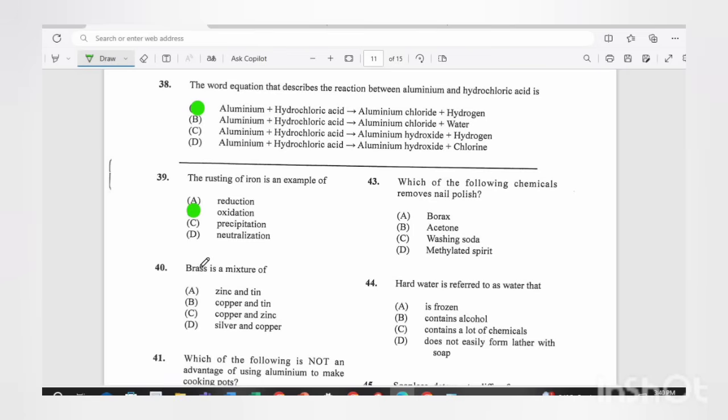Oxidation. 40. Brass is a mixture of A. Zinc and tin, B. Copper and tin, C. Copper and zinc, or D. Silver and copper? The answer there is C. Copper and zinc.